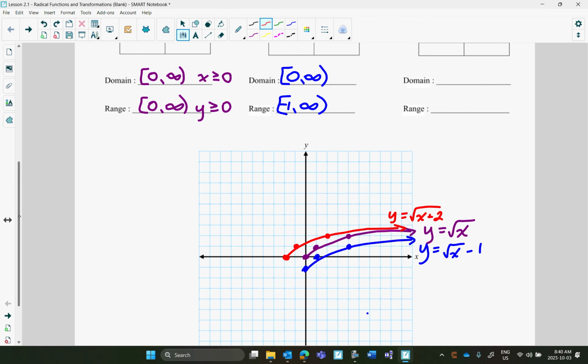The domain of that one would be negative 2 to infinity, or x greater than or equal to negative 2. The range would be 0 to infinity, or y greater than or equal to 0.